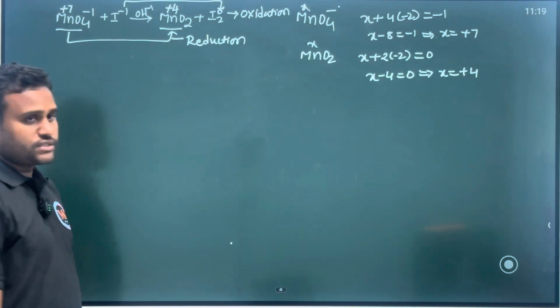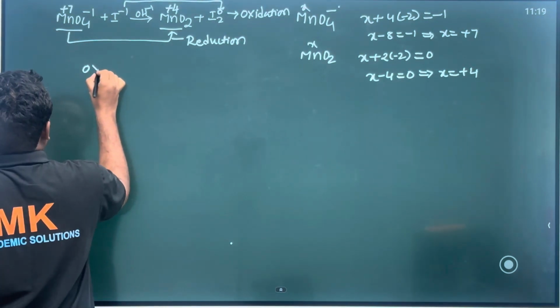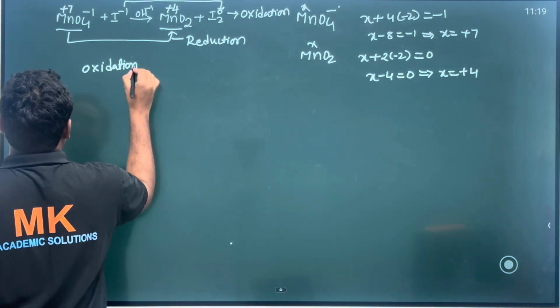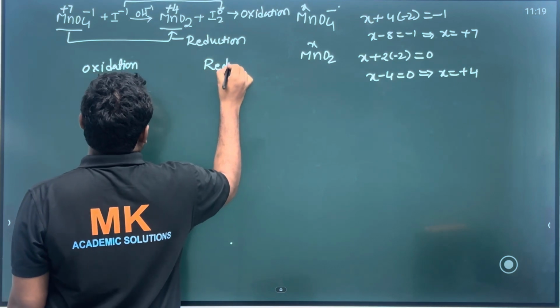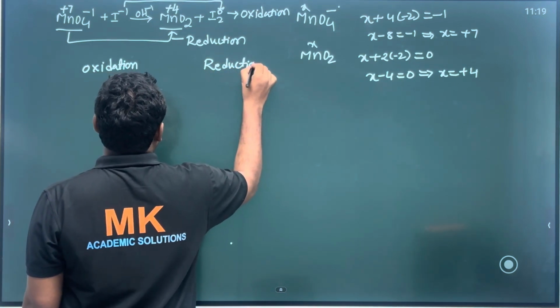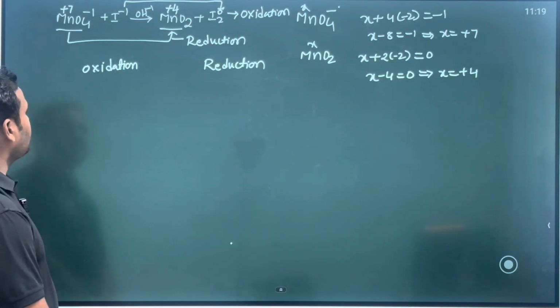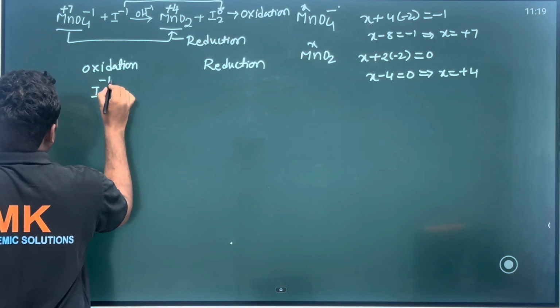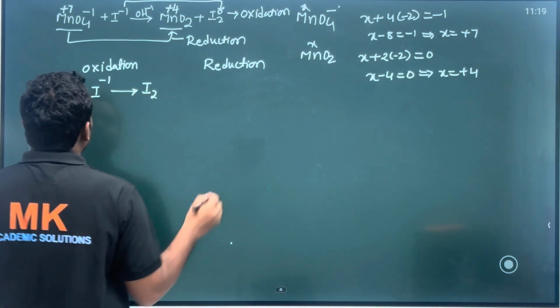Okay, oxidation and reduction. Now separate. First write the oxidation half reaction, and then the reduction half reaction. So what is the oxidation half reaction here? I⁻ gives rise to I₂. Reduction is what?